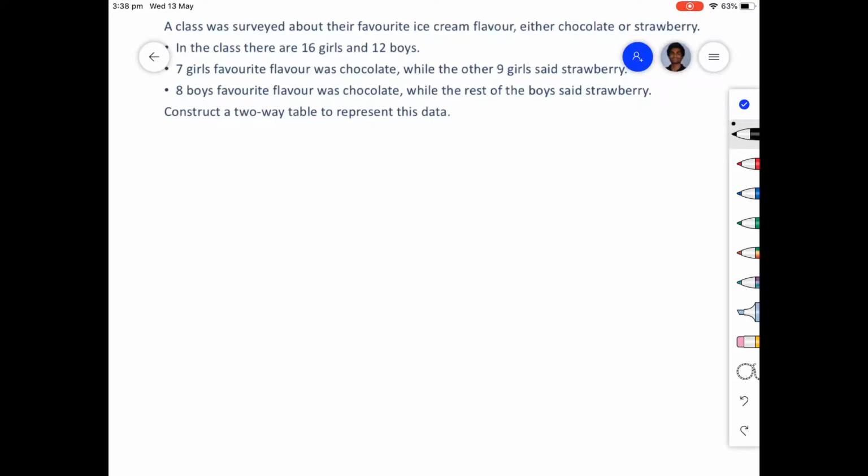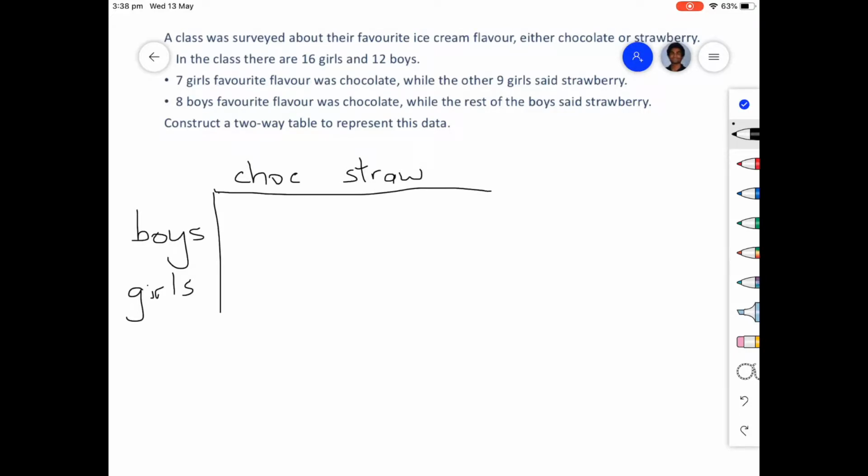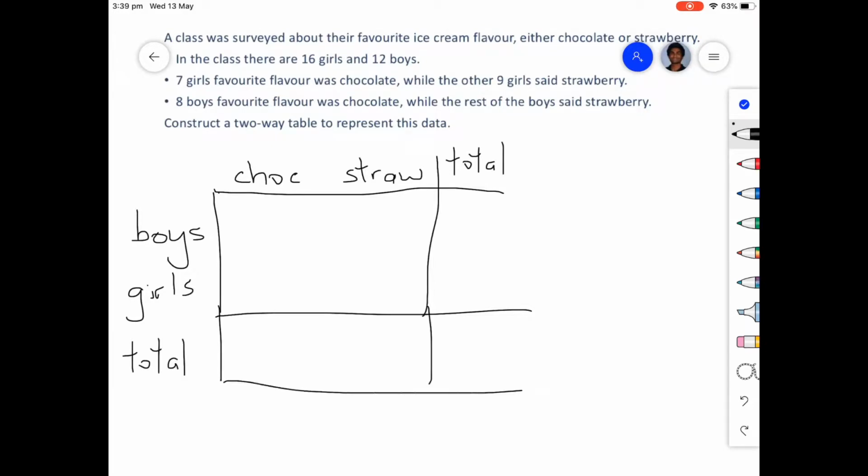Now, it doesn't matter which order you draw them in, but I'm going to write boys and girls going down the side, and I'm going to write chocolate and strawberry at the top. Again, it doesn't really matter which way you do it, as long as the boys and girls are together and the chocolate and strawberry are together as well. Now you'll remember from our previous table that we need to also have a total column and a total row. And it should look something like that. Now we're ready to start filling in our numbers.